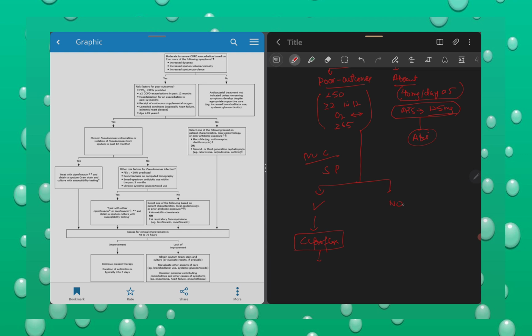And if patient does not have any evidence of Pseudomonas colonization or Pseudomonas isolation from sputum within the past 12 months, then we further see whether he has any risk factors for Pseudomonas infection. So previously we used to see only 3 things, that we have local epidemiology suggesting Pseudomonas infection, or broad spectrum antibiotic use within the past 3 months, and if a patient has underlying comorbid conditions like bronchiectasis, or if patient has been using these systemic glucocorticoids, or FEV1 less than 30%.